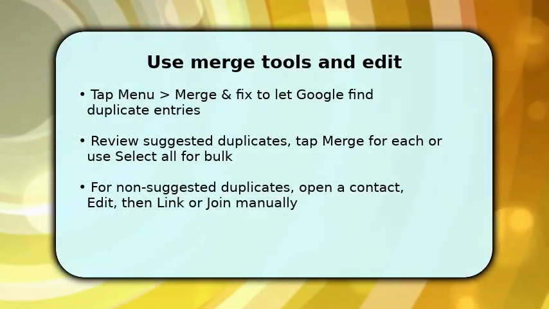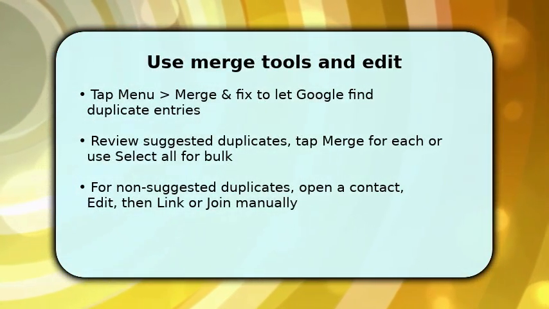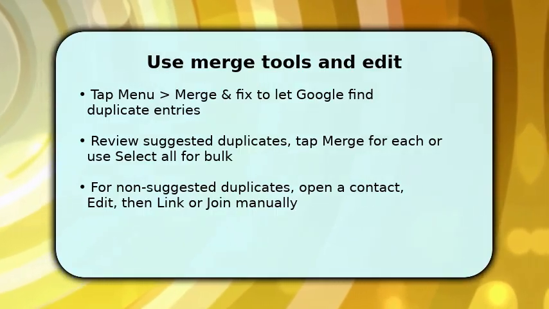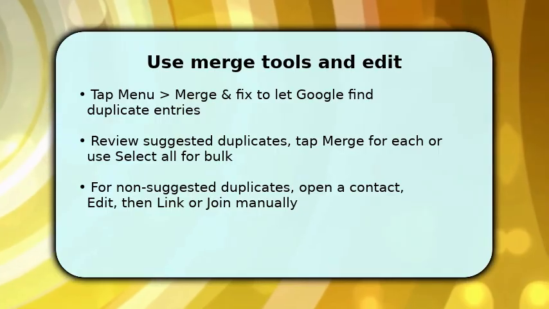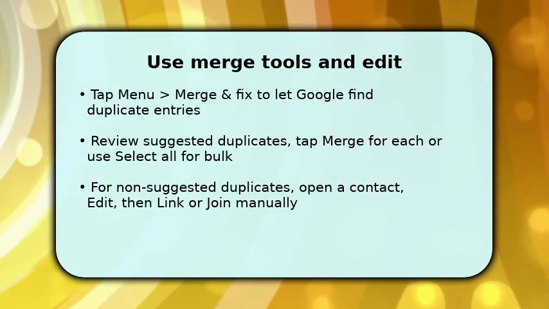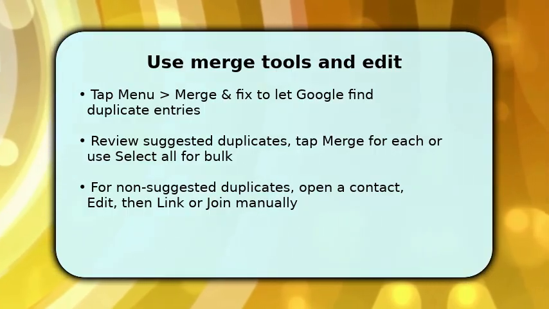Once the merge tool runs, you'll see suggestions grouped by name or number. This is where you act. Review each suggestion. When you trust it, tap Merge to combine entries and preserve the most complete fields. Make sure to inspect phone numbers and emails so you don't lose alternate addresses.